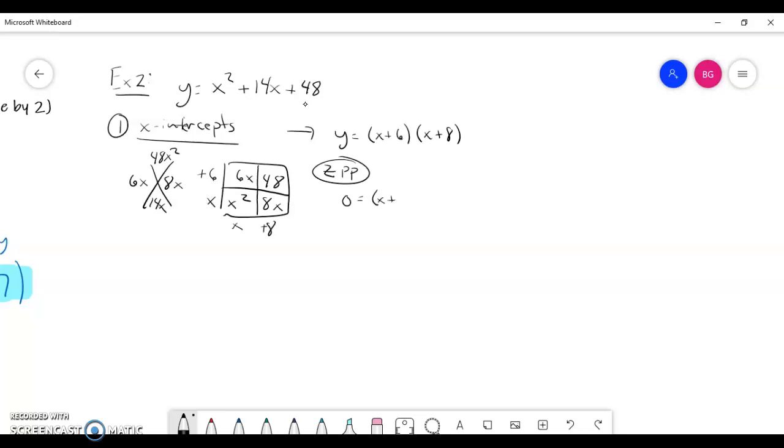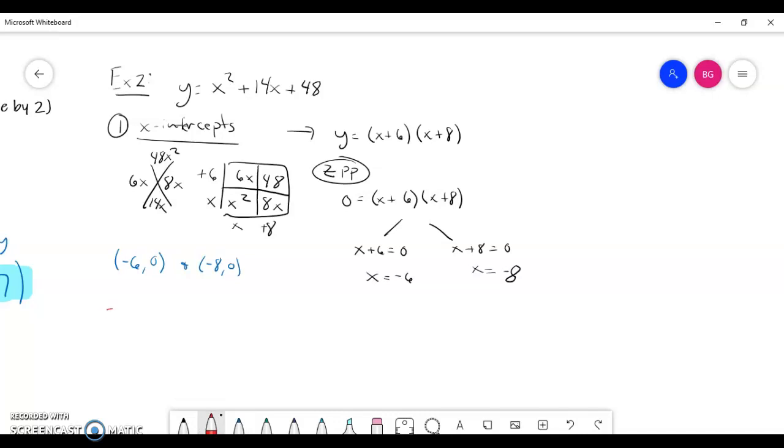So I have 0 equals x plus 6 times x plus 8. Then I set each of these equal to 0. So x plus 6 equals 0, x plus 8 equals 0, and I solve each of these equations, and I get x equals negative 6 and x equals negative 8, which makes my x-intercepts, so I'll write these in blue, negative 6, 0 and negative 8, 0. So now that we have the x-intercepts, we can go ahead and find the vertex.